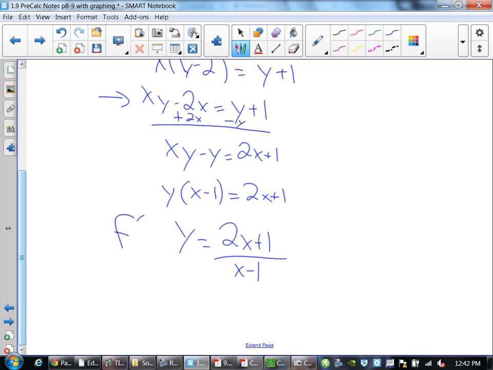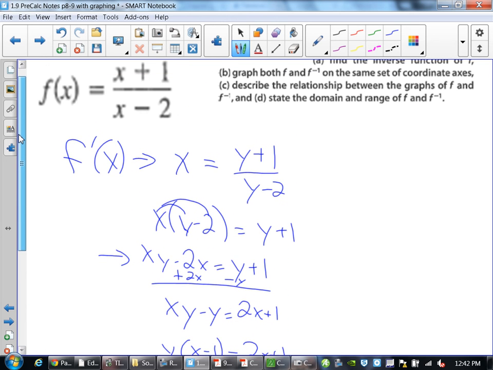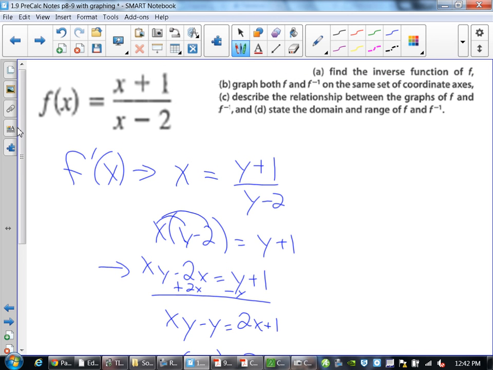Therefore, that's my inverse. Hey, can you just go over and show me the original problem? Is it just like x plus 2? No, it wasn't. It was x plus 1 over x minus 2. Sorry, I read the wrong line there.